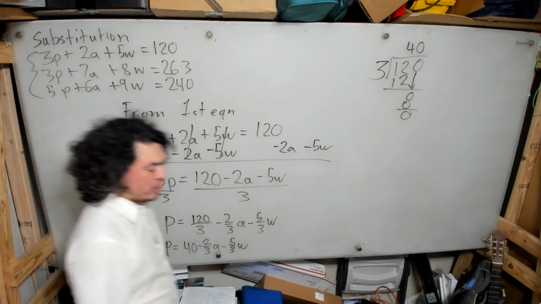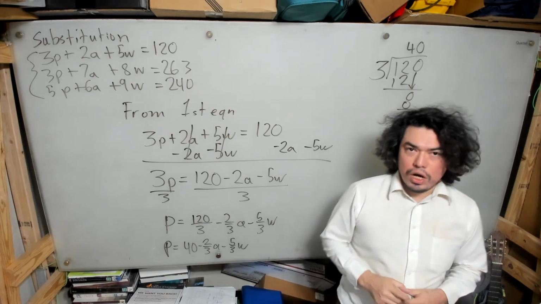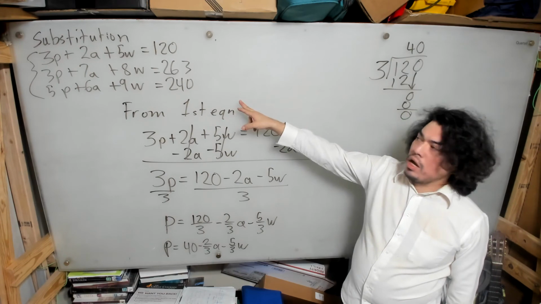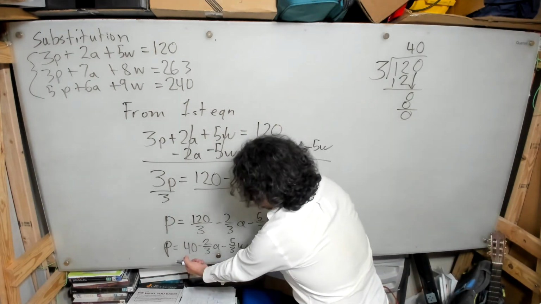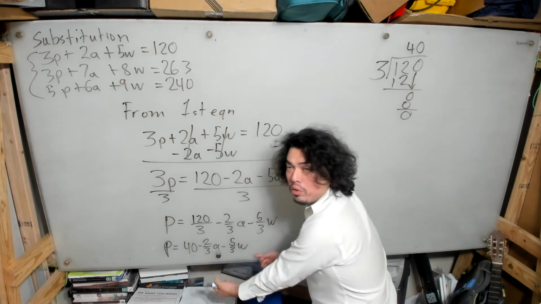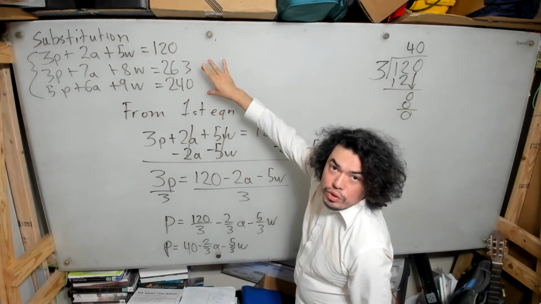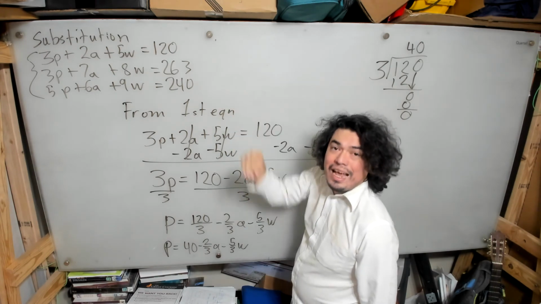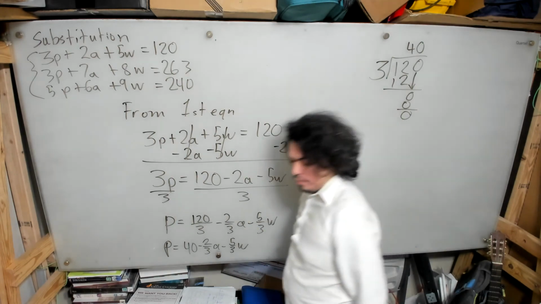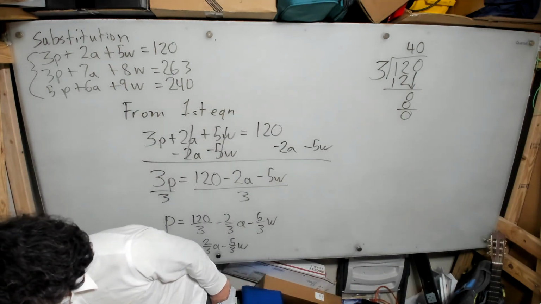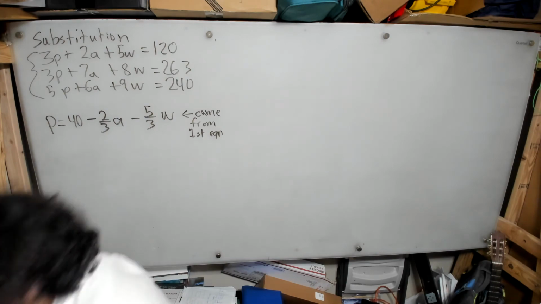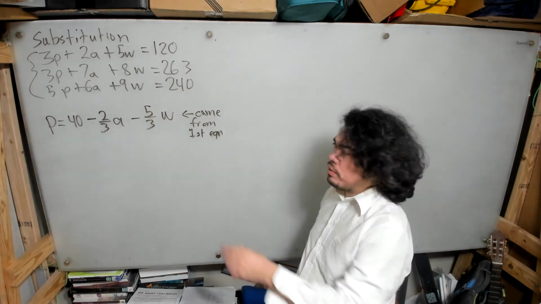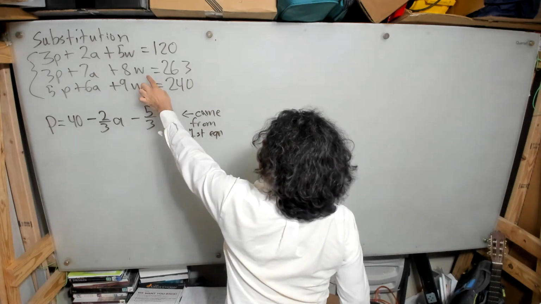So now our strategy is going to be to plug this value for P into equations 2 and 3. And what that's going to do is, if you notice, because this expression for P has A and W only, when I use it in equations 2 and 3, I will come up with a system of 2 equations that are only in terms of A and W. And let's do that now. Okay. So this is what we got from the first equation. So now I'm going to plug this expression into the second equation.